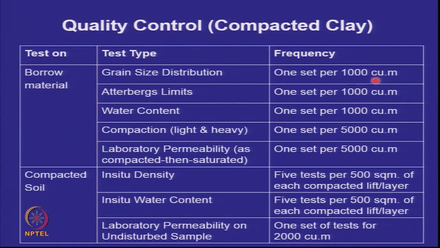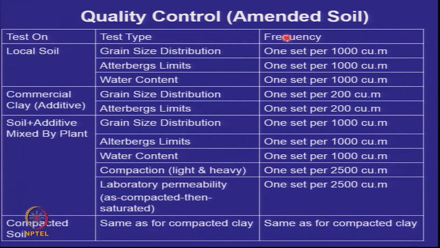This is for just compacted clay without additive. If you have an additive, that is if you have an amended soil, then you have to do a lot of testing at the plant. You have the original soil, you have the additive tests. So first do the original soil test, additive, then do the mixture, testing of the mixture, and then of the compacted soil. So here also it's 1,000, 1,000, 1,000, 2,500, that kind of a sampling program.